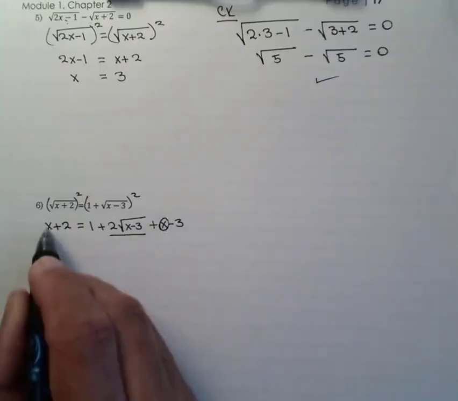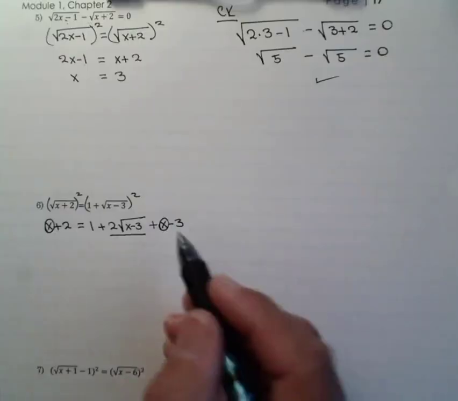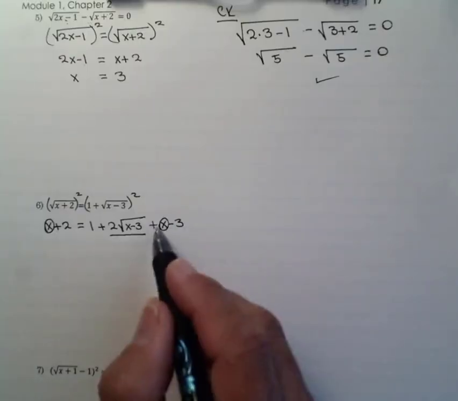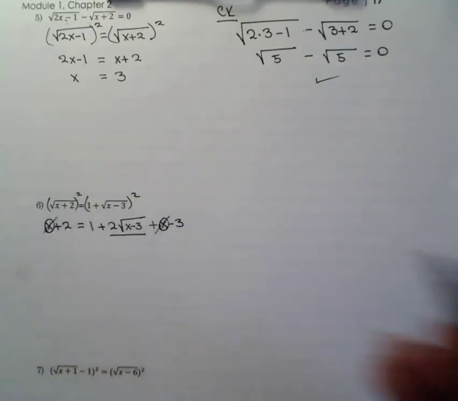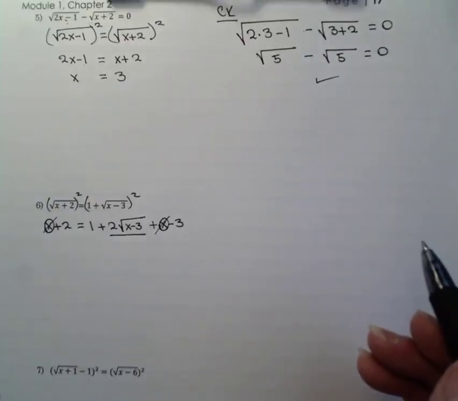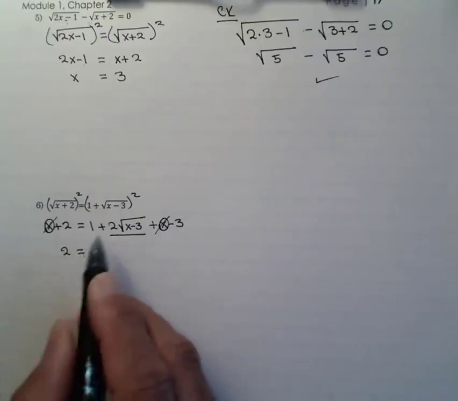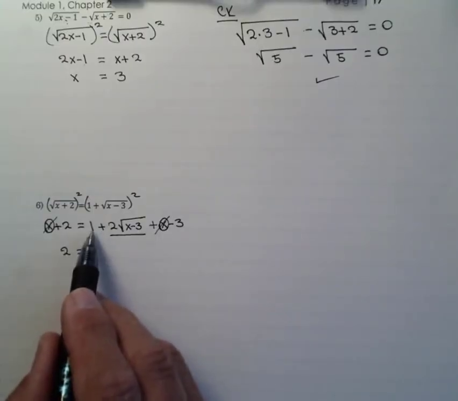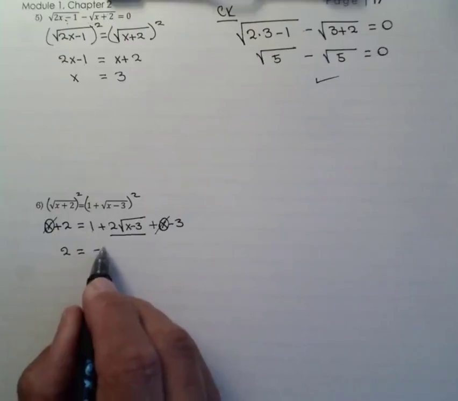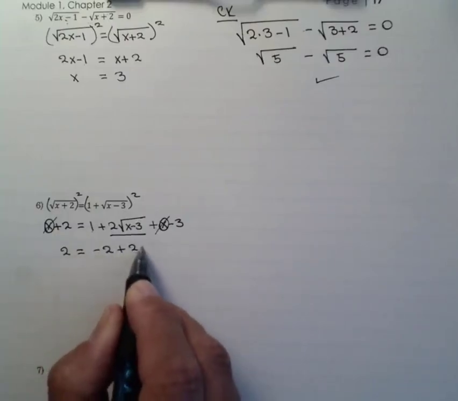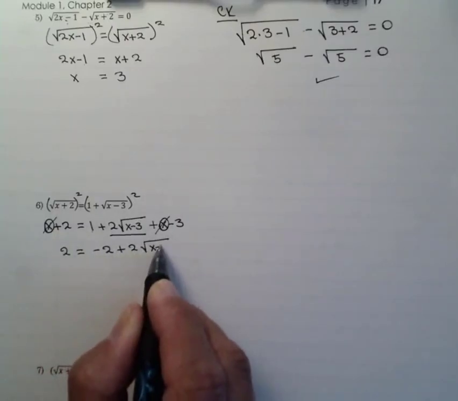I have an x over here, a positive x, and I have an x over the other side. And when you have the same term on both sides of an equation, basically they cancel each other out, don't they? So we can get rid of them. So now if I want to simplify my other terms, I have 2 is equal to, let's add these. I've got 1 minus 3, negative 2, plus 2 times the square root of x minus 3.